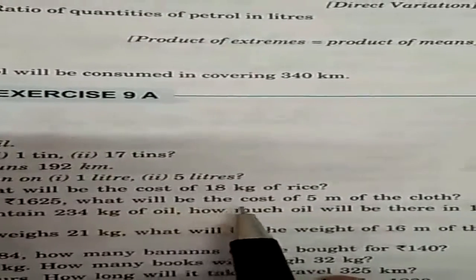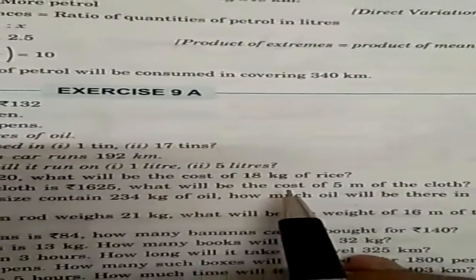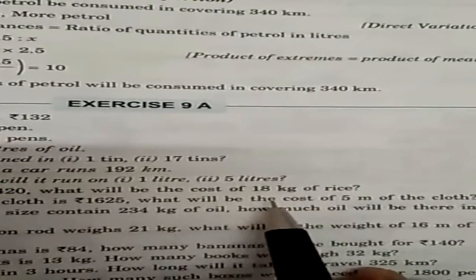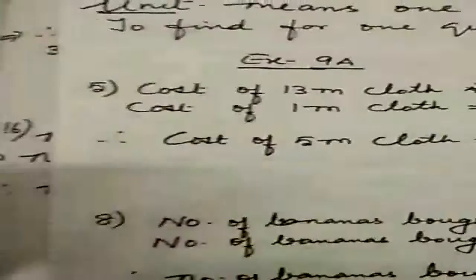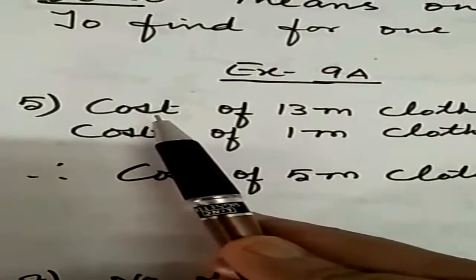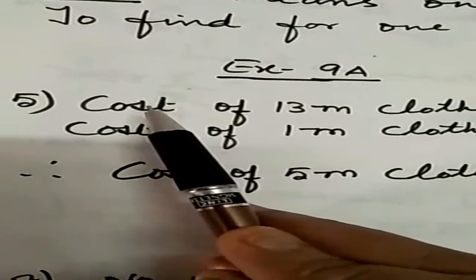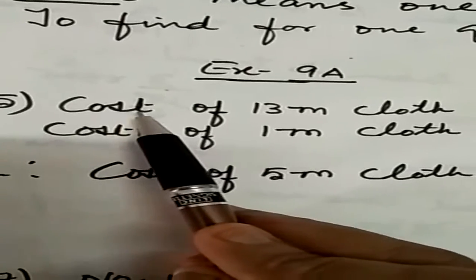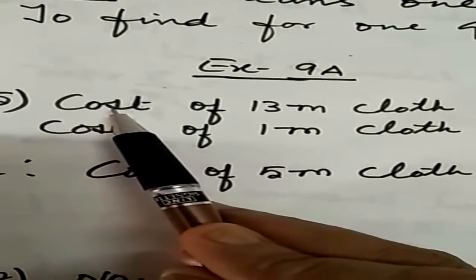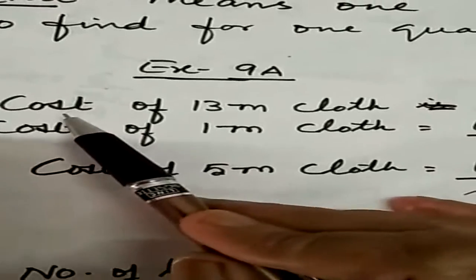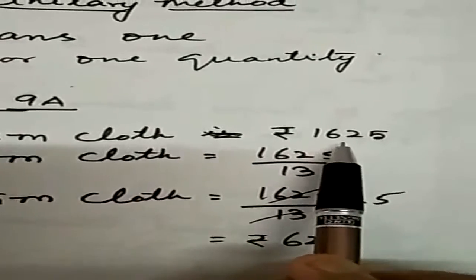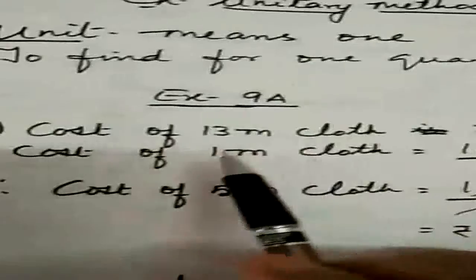So what is the question asked here? What will be the cost? You have to find the cost. So you will also start the statement from cost. Whatever you have to find, from that only you will start the statement. So the cost of 13 meter of cloth is rupees 1625.